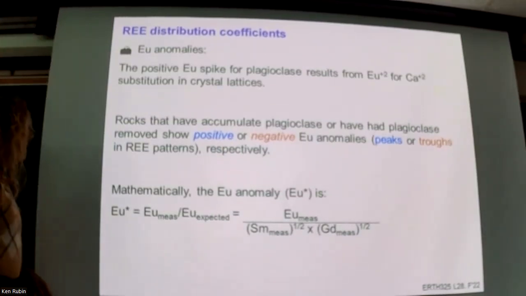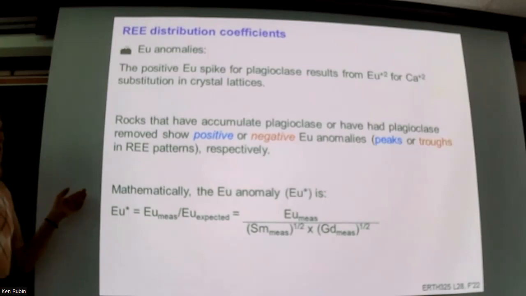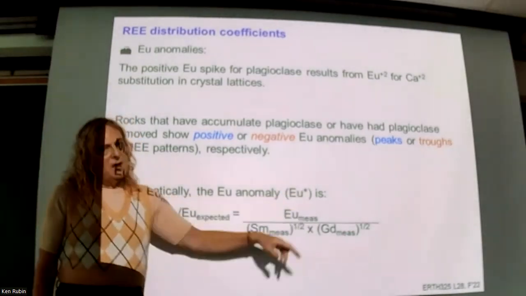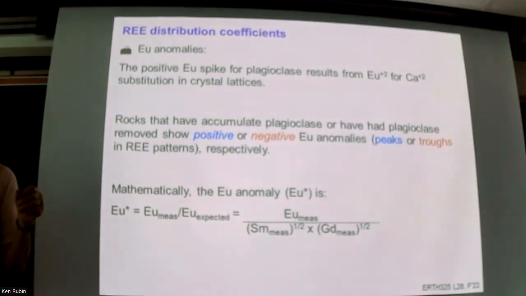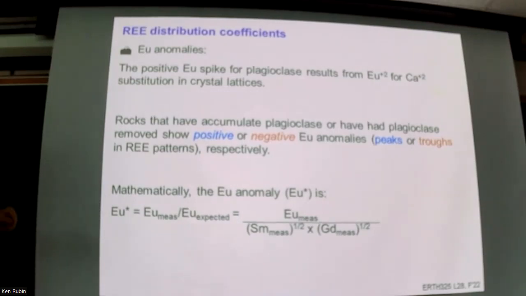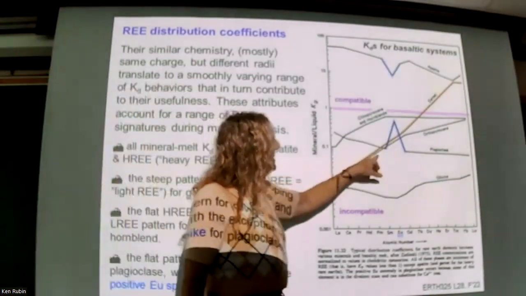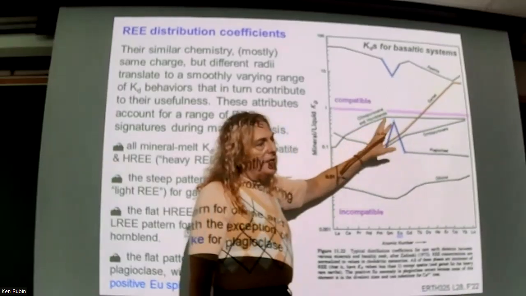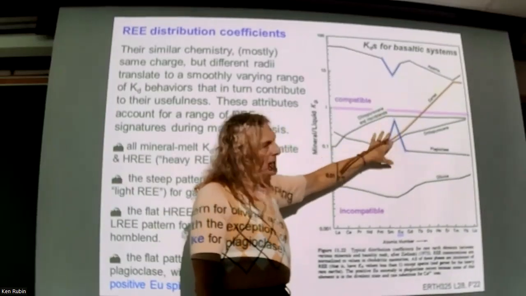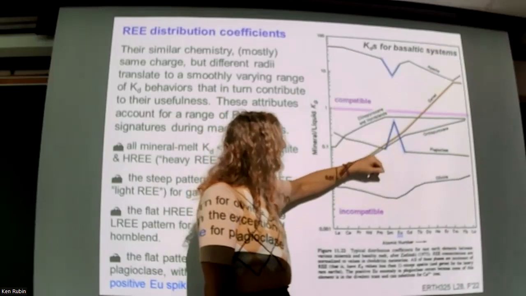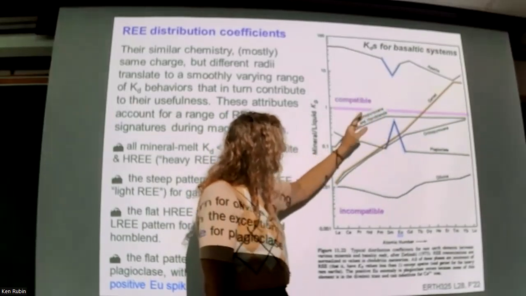So this brings up the idea of what's called a europium anomaly. When you look in books, textbooks, and the literature, you'll sometimes see europium with a little star. And that is basically how different europium is relative to what we would expect if it was partitioning as a plus three ion. In essence, it is a way of saying how big this divot or spike is. It'll be a spike if we're looking in the mineral, it'll be a divot if we're looking in the coexisting magma. In some cases, it'll be small. In some cases, it'll be big.